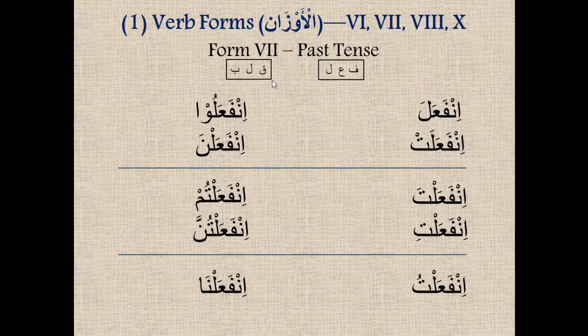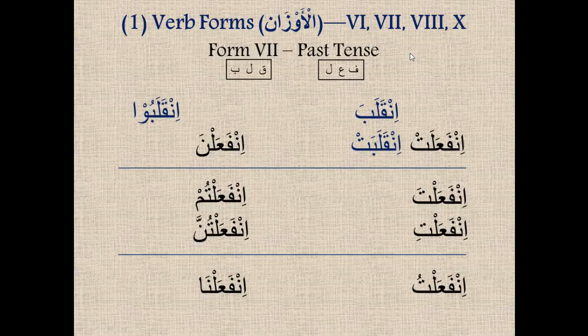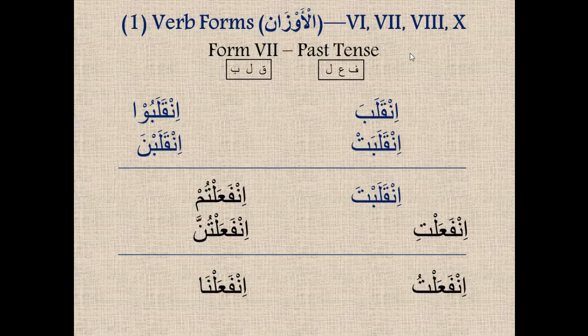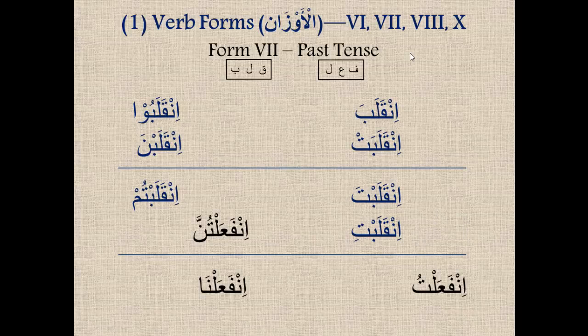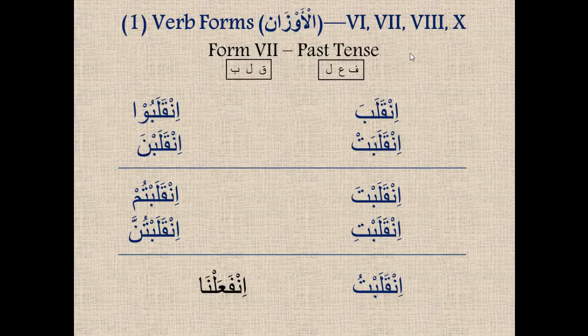Past tense conjugation using the verb انقلب. We have انفعل انقلب, انفعلوا انقلبوا, انفعلت انقلبت, انفعلنا انقلبنا, انفعلت انقلبت, انفعلتم انقلبتم, انفعلت انقلبت, انفعلتن انقلبتن, انفعلت انقلبت, انفعلنا انقلبنا.